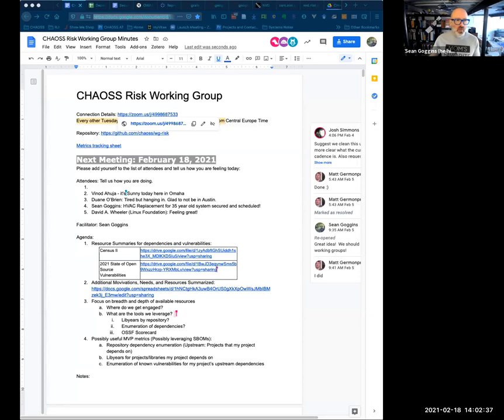There we go. So this is the risk working group meeting for February 18th, 2021. And today on the agenda is a review of some of the things that we talked about over the last several weeks, which is, essentially it boils down to, I think, the minimum viable product and metrics for the risk working group.